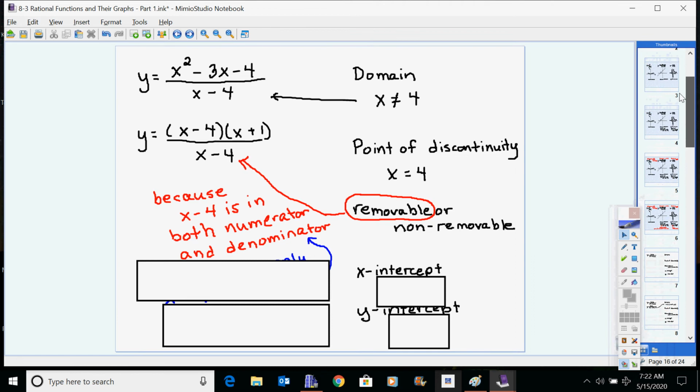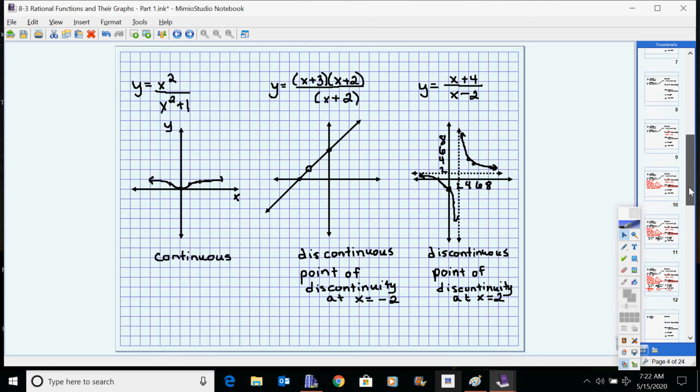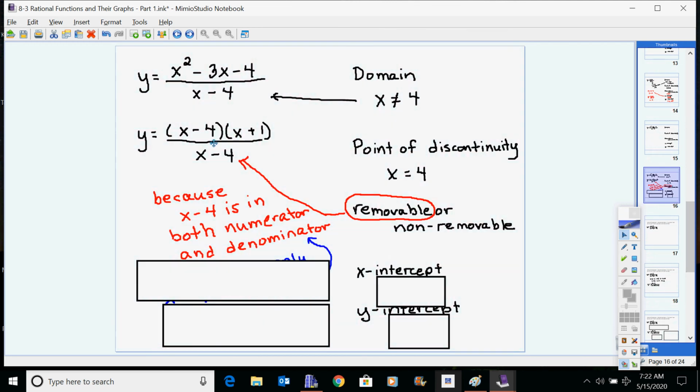If we go back up here, it would be like this, except there would be a hole at x equals 4. It's very interesting how that works out. Let's go back to where I was. So this would be y equals x plus 1 for your graphing, but would just have a hole in it. And we're thinking about it as being removable because there was a factor that could cancel out.